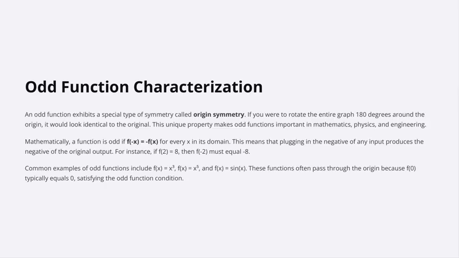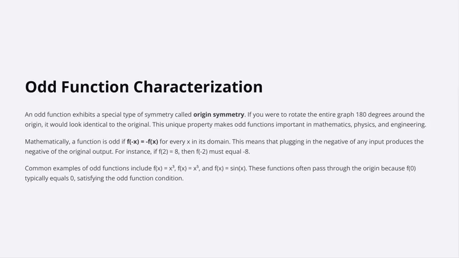Mathematically, we say a function is odd if it satisfies the condition that f(-x) equals -f(x) for every x in its domain. In simple terms, if you plug in the negative of any input, you'll get the negative of the output you'd get for the positive input. For example, if f(2) equals 8, then f(-2) must equal -8.